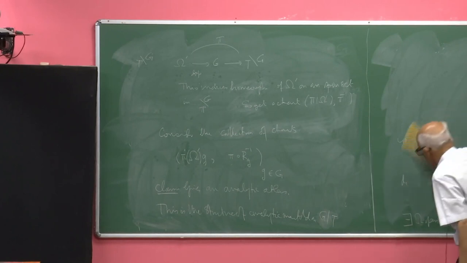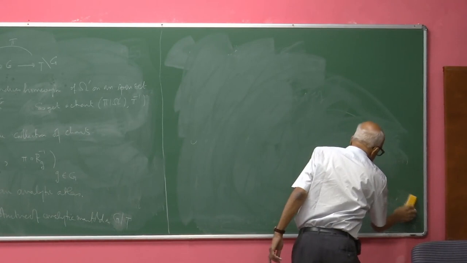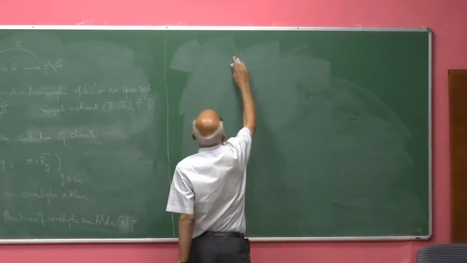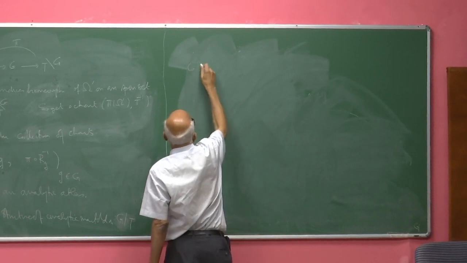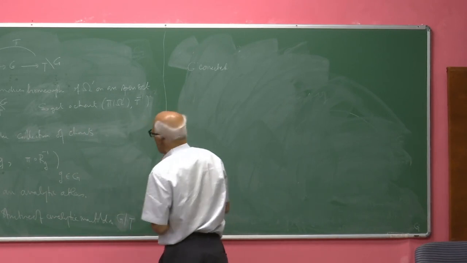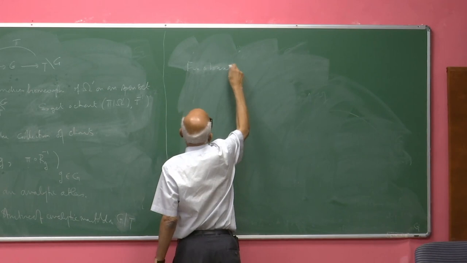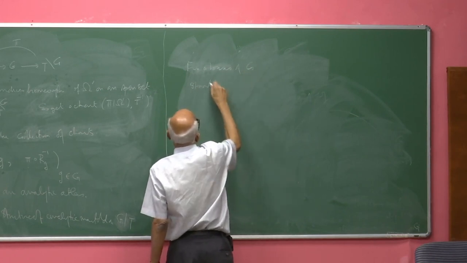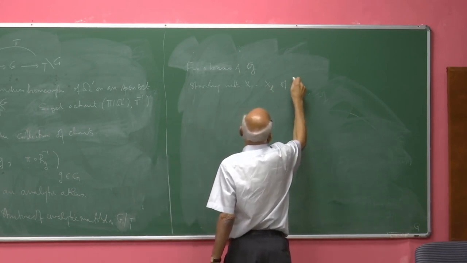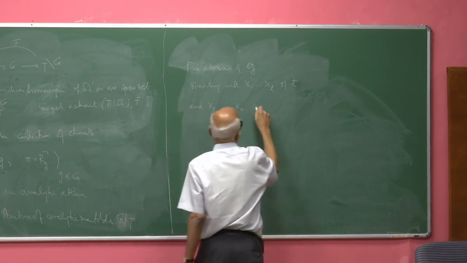Once again, the point is that if I fix G being connected, once again, let's see. Fix the basis of the Lie algebra of G, starting with x1, x2, ..., xl, a basis of the Lie algebra of T, and xl plus 1, etc., xn, a basis of V.